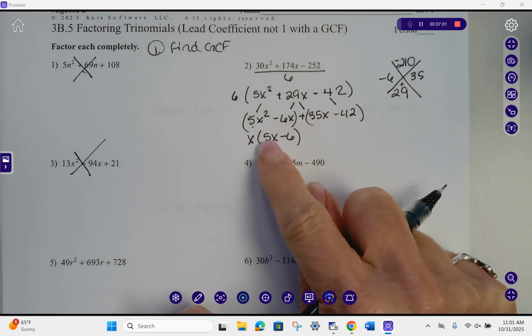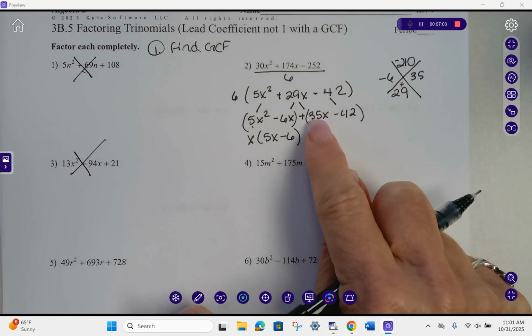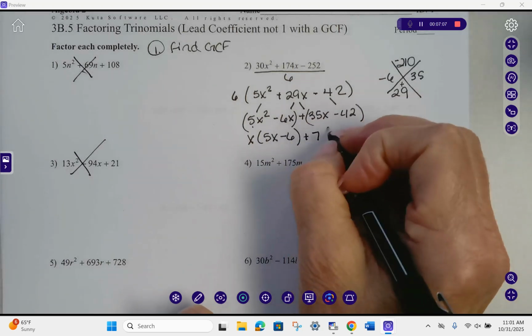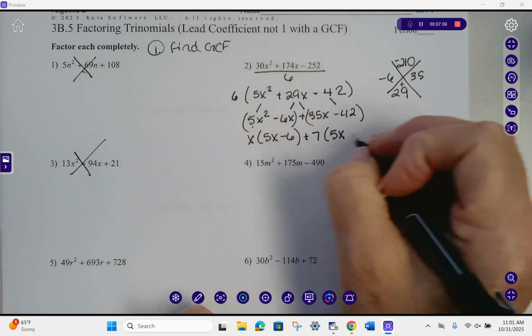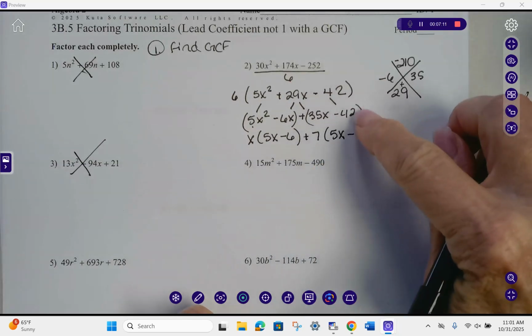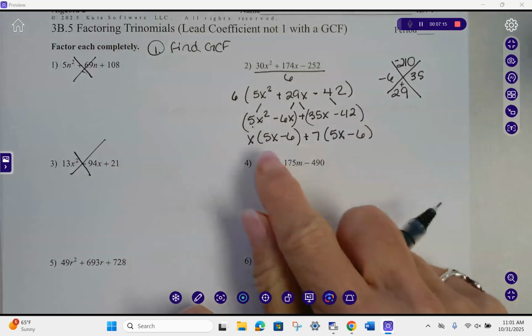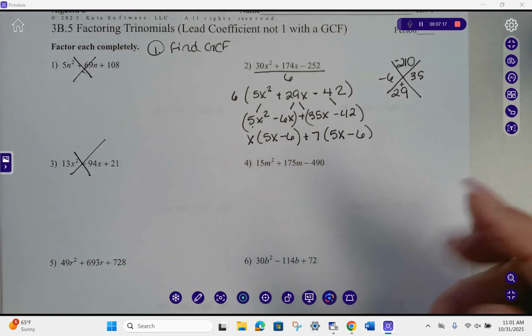So since I know I want a 5, I know 5 goes into 35 7 times. So 7 is going to be my common factor with a 5x minus 6, because 42 divided by 7 is 6. So now, here's what I have.